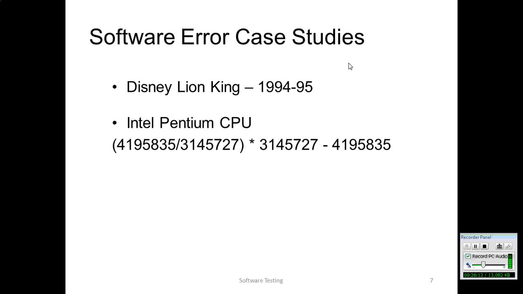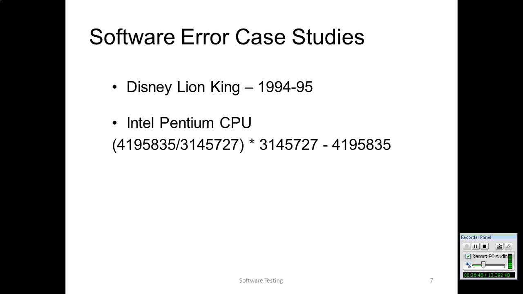If you still have an old Pentium CPU from 1998, 2000, and you try this equation, it should give a value of 0. But it was not giving 0, it was giving something else. Even though they knew there was a problem, they had already hyped it in the market and wanted to release it.